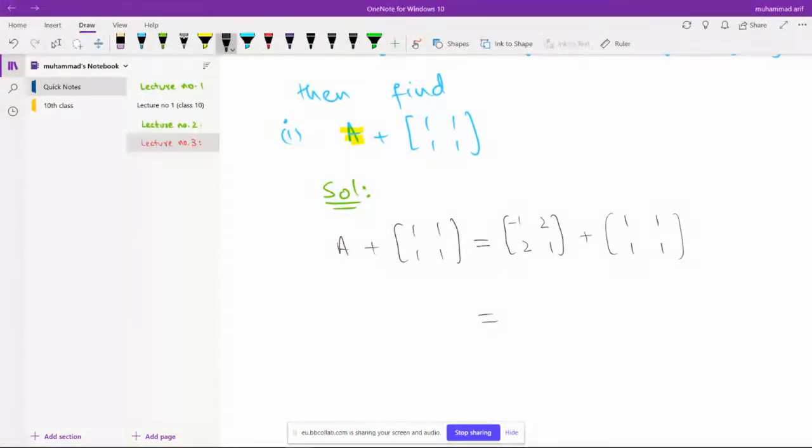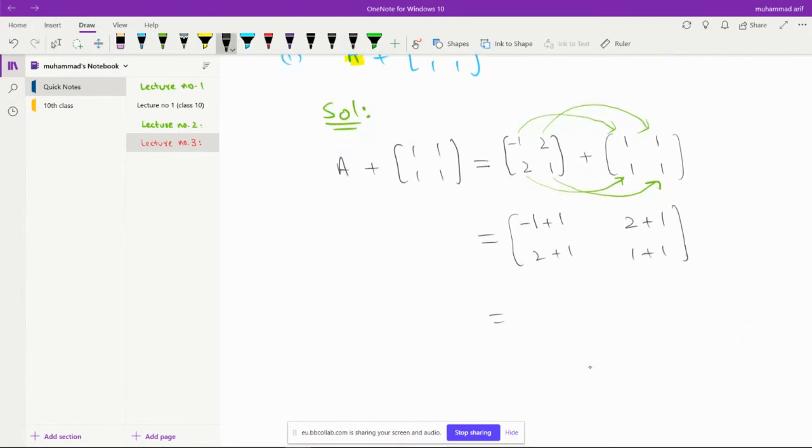As I told you about the addition of matrices, the first element is added with the first element, the second element is added with the second element, the third element is added with the third, and the fourth one with the fourth. Therefore, we have -1 added with 1, 2 added with 1, 2 added with 1, 1 added with 1. After simplification, it becomes -1 plus 1 becomes 0, 2 plus 1 becomes 3, 2 plus 1 becomes 3, 1 plus 1 becomes 2, which is the required answer.